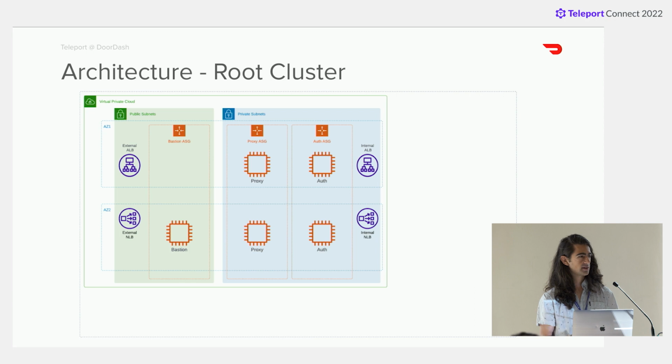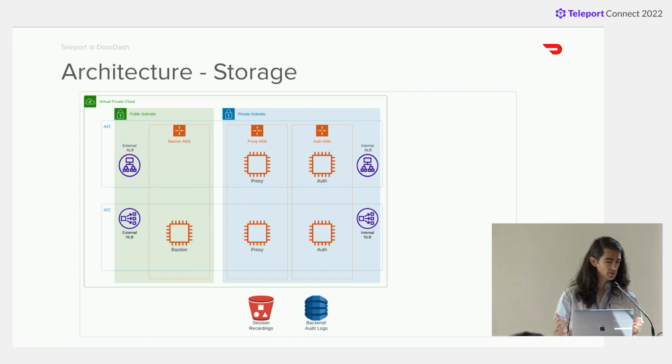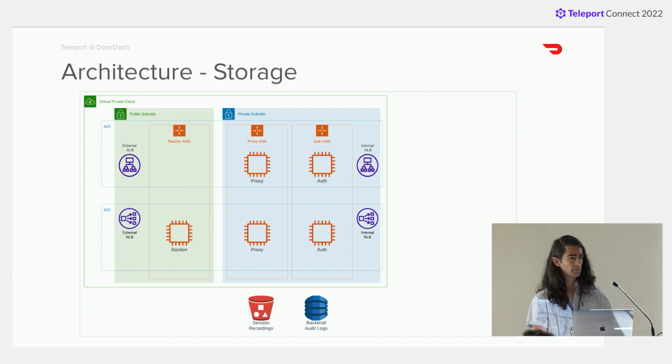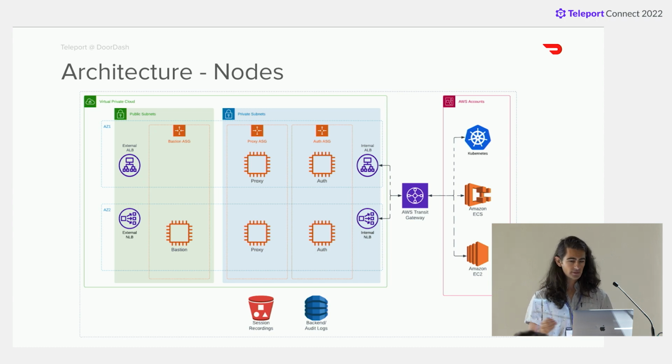In the private subnets we had our proxy and auth ASGs, and then internal load balancers, which we used to register our nodes with. I'll maybe talk about the distinction between those load balancers a little later, but that was our initial root cluster setup. In terms of storage, we stored our session recordings in S3 and used Dynamo for our backend configuration and audit logs. And for our remote workloads, our Kubernetes workloads, ECS and EC2, we registered these via the internal load balancers over Transit Gateway. A lot of specifics around our setup, but this is what we went with initially.